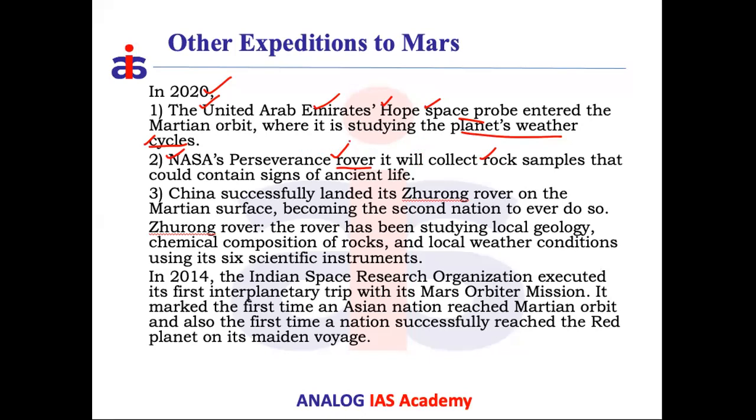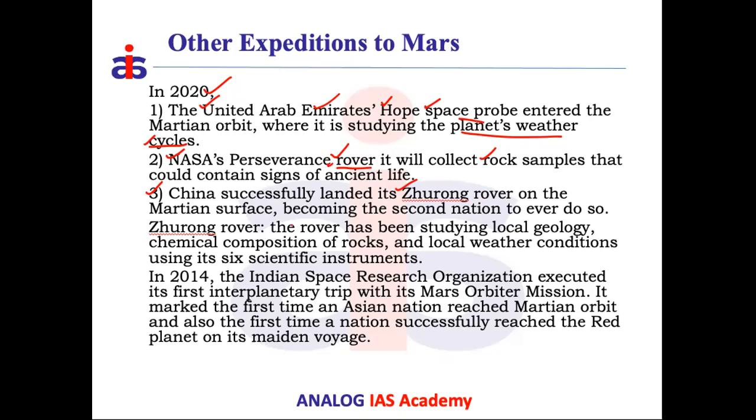Apart from landing, it can move. Next thing is, China also launched a rover, called the Zhurong rover. This is the second country in the world to launch a rover successfully on the Mars surface after NASA, that is the US.